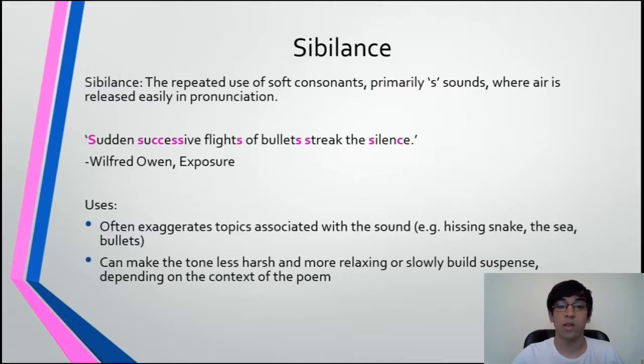Secondly, we've got the idea of tone becoming less harsh and more relaxing, all building suspense. Now, the easy passage of air when we're pronouncing sibilants can sometimes create a relaxing tone, but it can also be useful in raising the suspense of the poem. This depends on the context again. In this poem, we've got, I think, more tension being built slowly. As the poem progresses, Wilfred Owen uses different sounds to create a sense of fear.